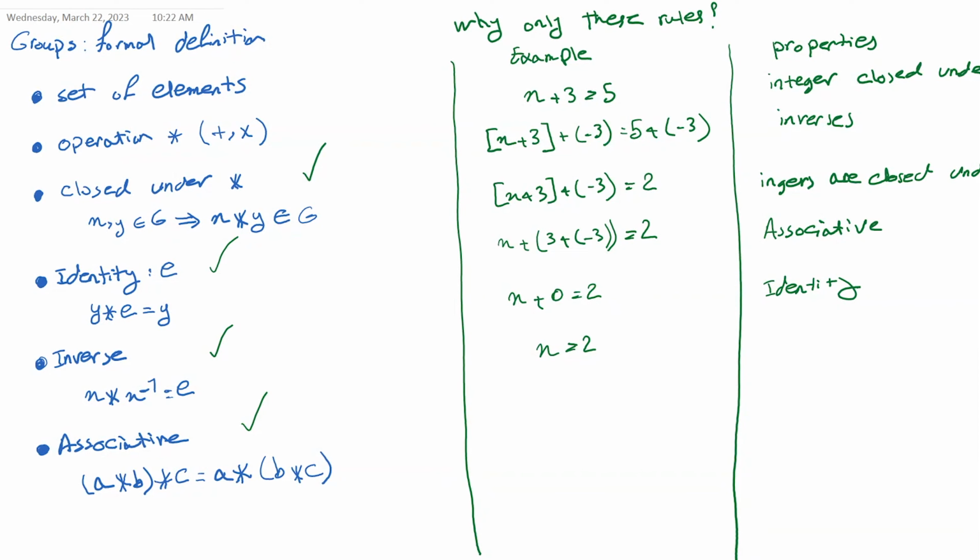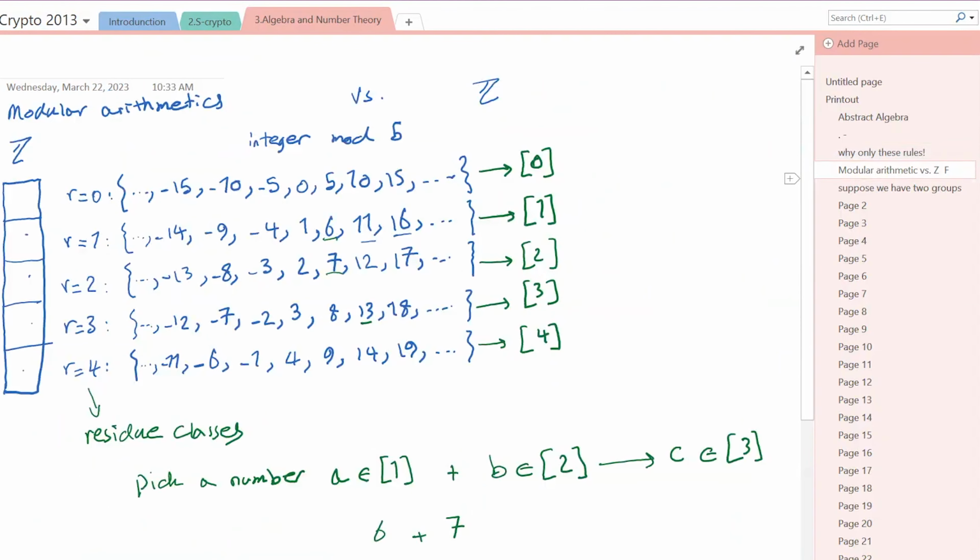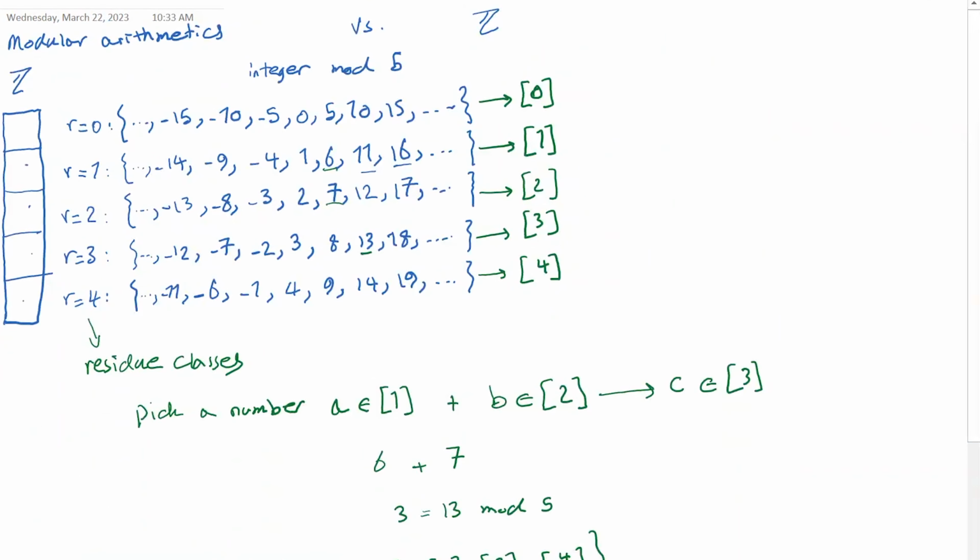So, the basic group that we know is the integers, and the operation is plus. Having all these properties, we were able to do some computation. And then we spent some time last week on Zn, which is the set of integers mod some n. So what is the meaning of that? We had an example of mod 5, so Z5.